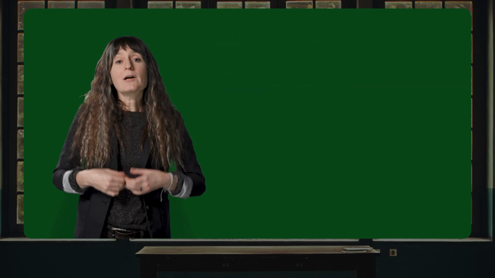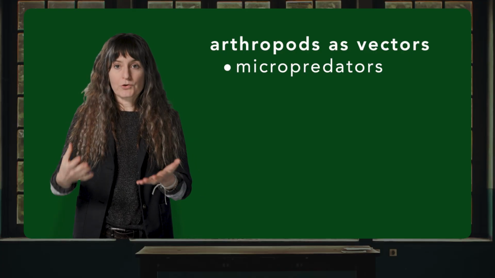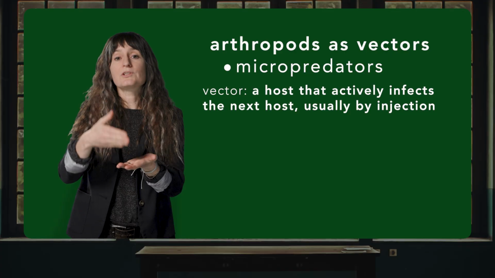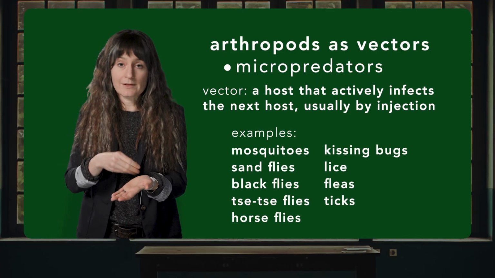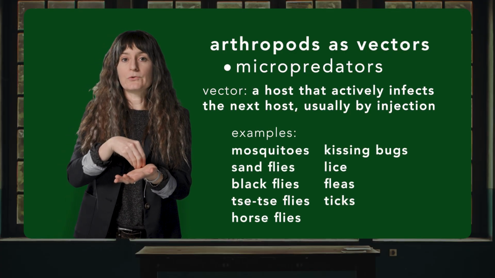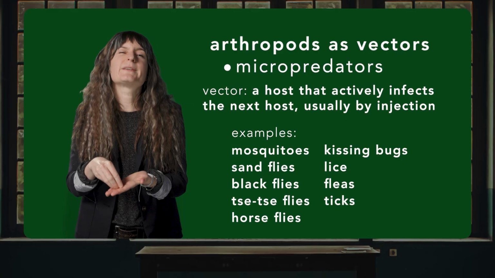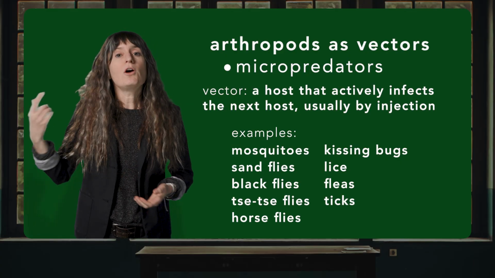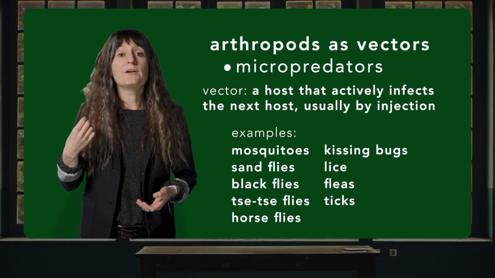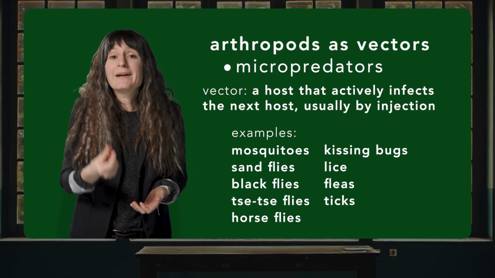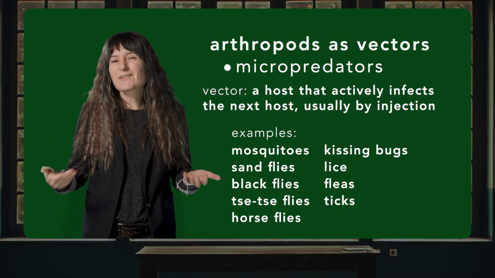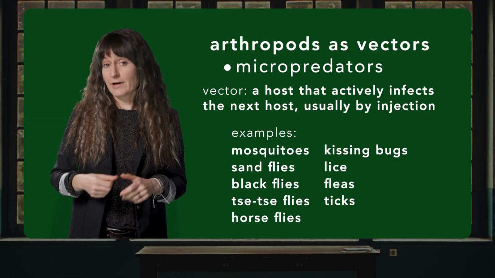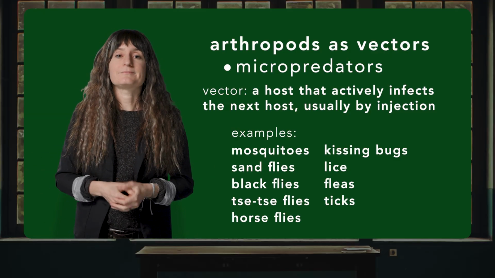And then finally, we'll talk about arthropods as vectors, or organisms that actively move parasites from one host to the next, the way a tick moves the Lyme disease bacterium from a mouse host to a human host, or the way a mosquito moves a malaria protozoan from one human to the next. Recall that organisms that take meals from a number of different prey without killing those prey are called micropredators, and because of the way that they feed, micropredators are really good at being vectors of other parasites, as we'll see.